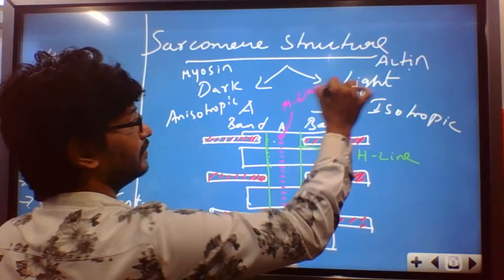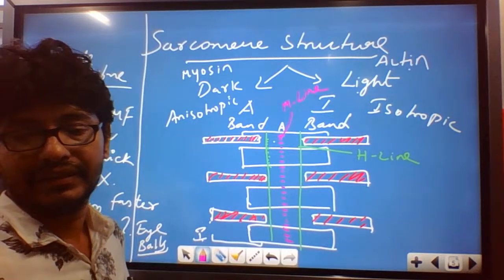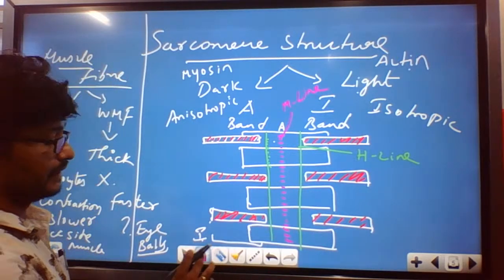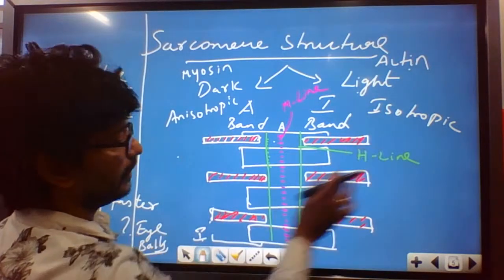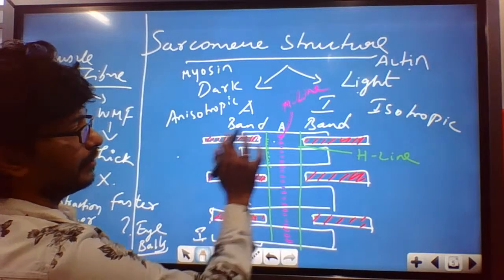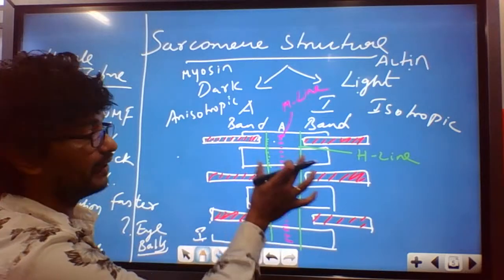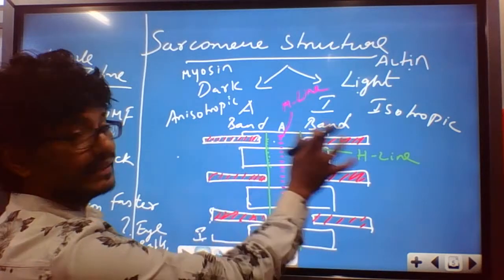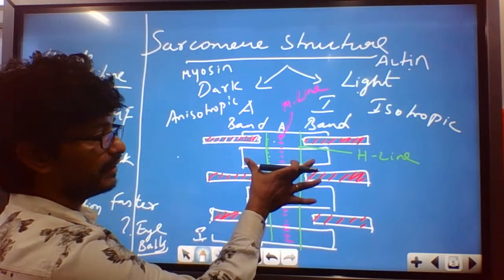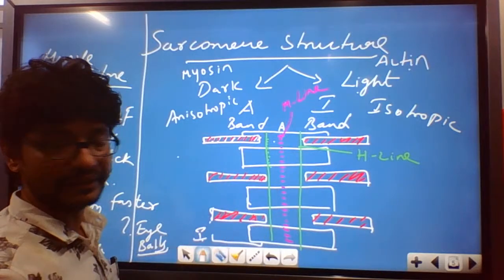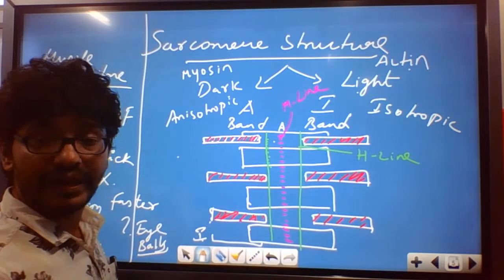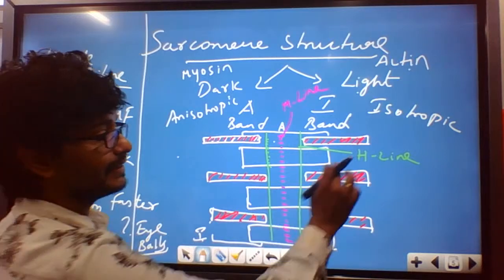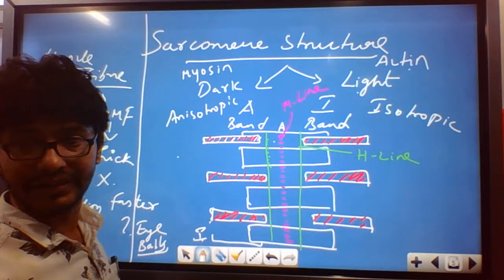This part may be a little confusing, so I'll explain it. Here, the central part is the A band, and the overlapping part is the I band. A is for dark, I is for light. The central part is dark and the overlapping part is light. In the dark part we have some light region as well. That light region is called the H line.